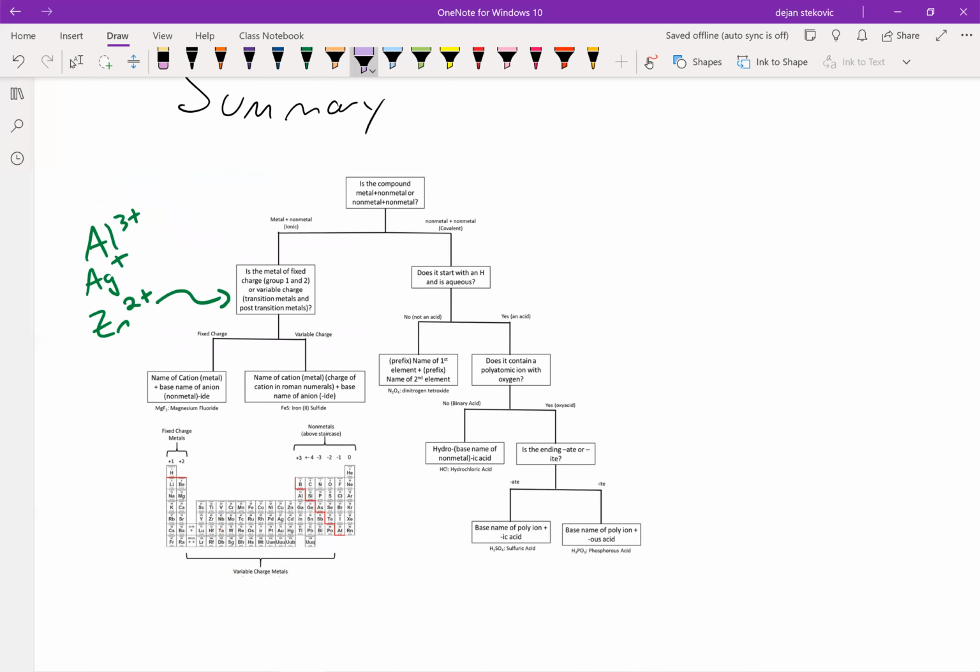Next up, let's take a look at Cr2O3. So in this case, we have chromium, which is found right there on the periodic table, and then oxygen, which is right there. If we go through our first question, is this metal plus nonmetal or two nonmetals? Well, it's a metal plus a nonmetal, so it's an ionic compound. Is the metal of fixed charge or is it a variable charge, aka is it a transition metal or a post-transition metal? And so in this case, it's a variable charge.